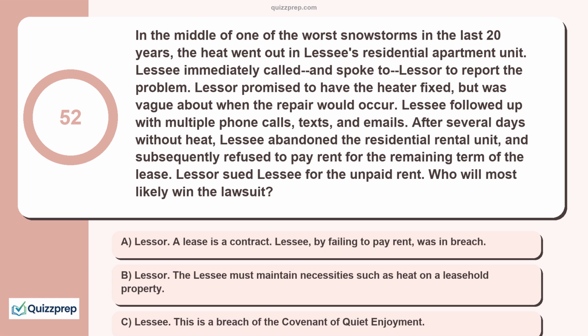Lessor. A lease is a contract. Lessee, by failing to pay rent, was in breach. Lessor. The lessee must maintain necessities such as heat on a leasehold property. Lessee. This is a breach of the covenant of quiet enjoyment. Lessee. This is a breach of the warranty of habitability.